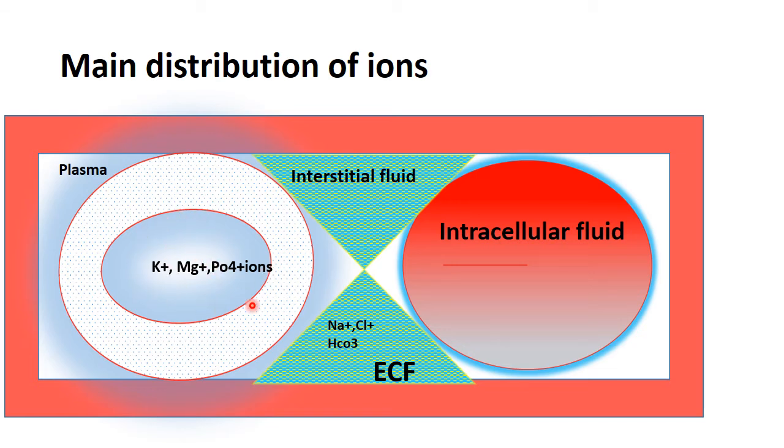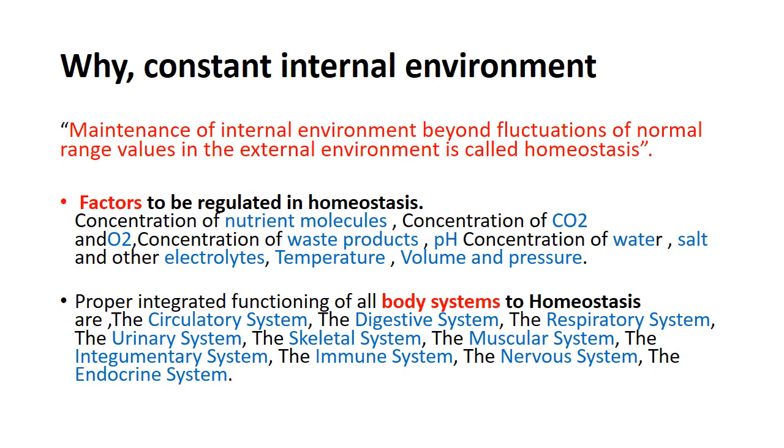Intracellularly, we will find potassium, magnesium, and phosphate ions. While outside the cells, extracellularly, meaning interstitial fluid and plasma, it is rich in sodium, chloride, and bicarbonate ions. So sodium, a cation, is higher in amount in extracellular fluid, while potassium is rich in intracellular fluid. So the question arises, why is there a constant internal environment?